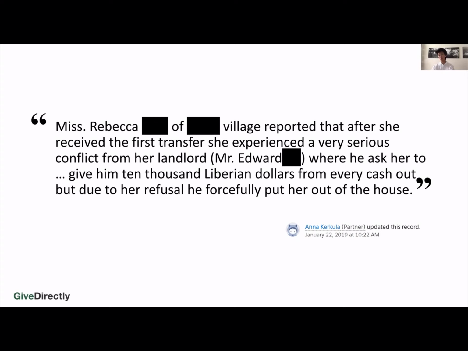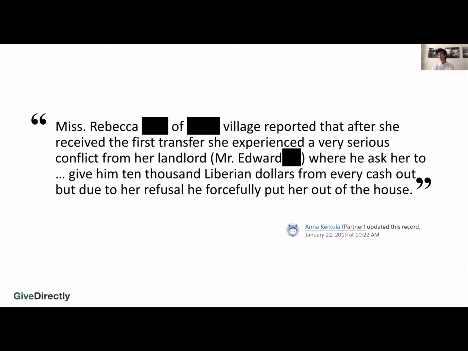And so this is a quote from one of our beneficiaries. It says, a call center agent, Anna, recorded this. It says, Miss Rebecca of X Village reported that after she received her first transfer, she received a very serious conflict with her landlord, where he asked her to give him 10,000 Liberian dollars for every cash out. And he forced her out of the house when she refused. Now, this is bad, right? It's an unintended consequence, adverse outcome for our recipient.